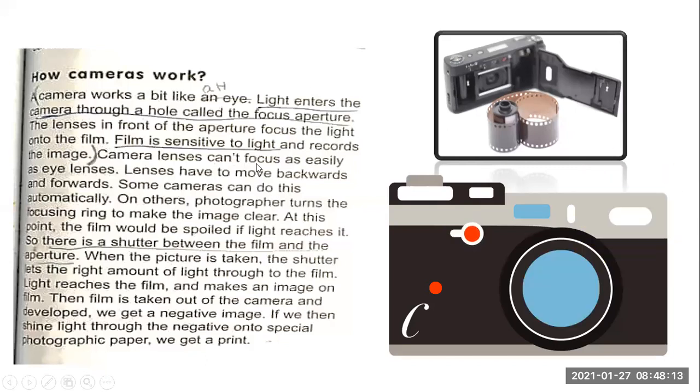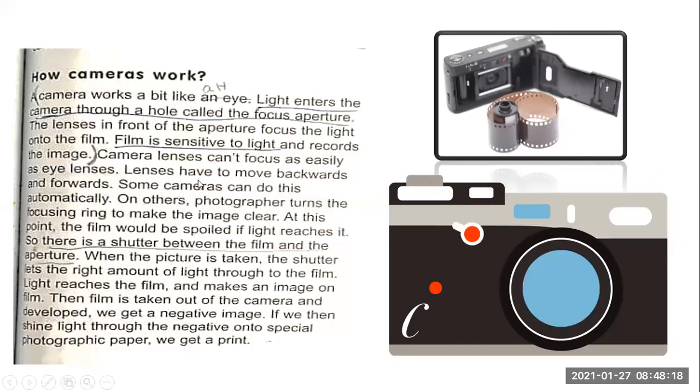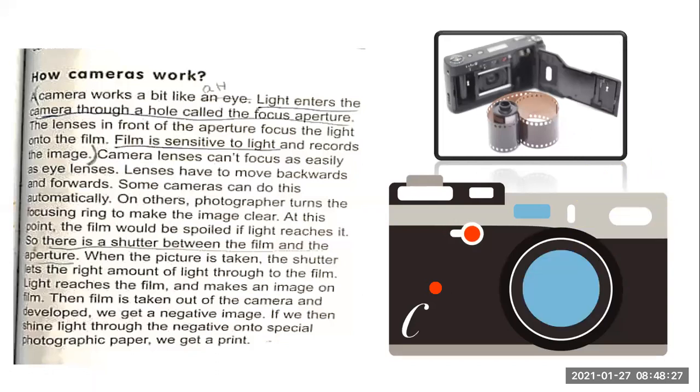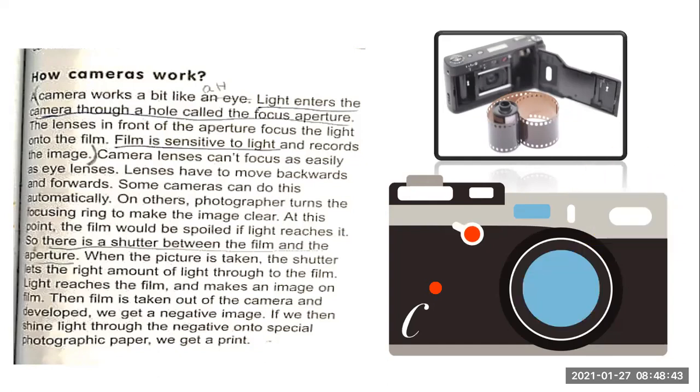Camera lenses can't focus as easily as our eyes' lenses. Lenses have to move backward and forward. You might have seen the photographer adjusting their camera and moving their lens forward and backward. This is how they focus. If we focus with our eyes, it is really easy for us. Allah has given this capability to human beings. We are able to see anything, and we can focus on anything we want.